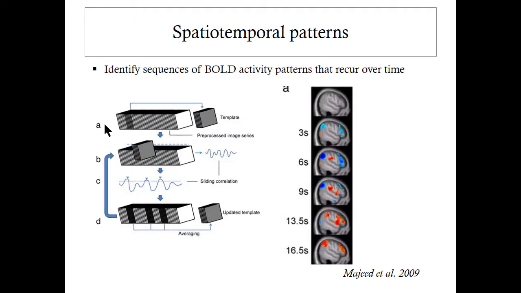We can also ask about sequences of patterns. So are there repeating spatiotemporal patterns that can be detected? And so here was an example of one such pattern that was found by this group. And the way that they went about finding this was to build this basically template matching approach to look for occurrences of repeating patterns.